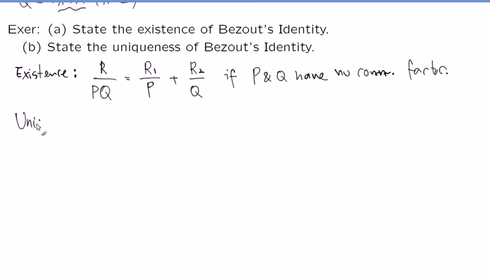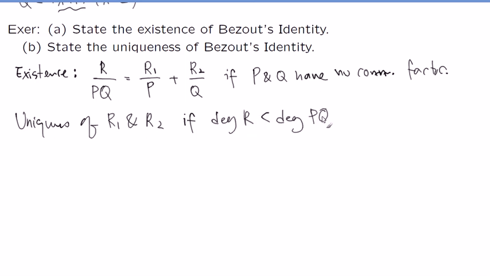So let's do that. Uniqueness of what? What is unique? This R1 and R2, right? P and Q and R are given in the problem, and this R1 and R2 is filling in these equations, and there's no other choice for R1 and R2. And when is uniqueness guaranteed? It's about the degree. The degree of R is less than the degree of the denominator P times Q. Then there's only one way to do it. So we use this existence, and rely on that one and figure out what R1 and R2 are.